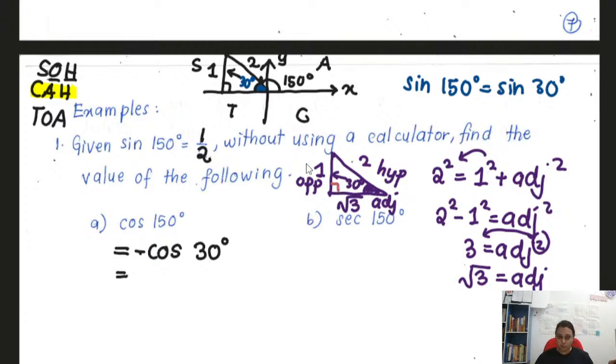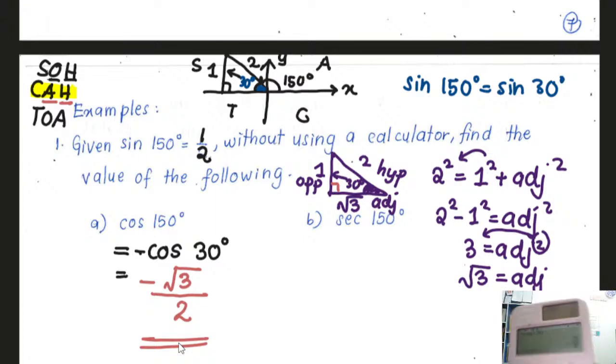Okay. So, now for cos 30 we use adjacent and hypotenuse. So, adjacent is root 3, hypotenuse will be 2. So, the answer is negative root 3 over 2. Check your calculator. Negative cos 30. So, you get negative root 3 over 2. But if you use the black Casio, you won't get it. You will get it in decimal form.